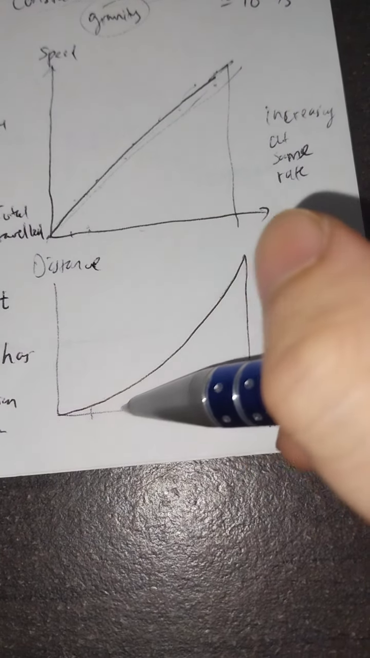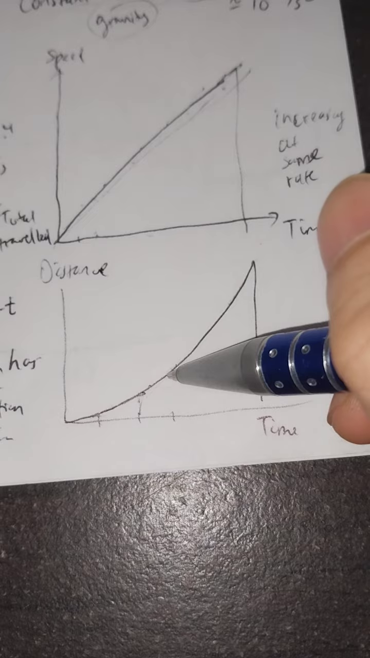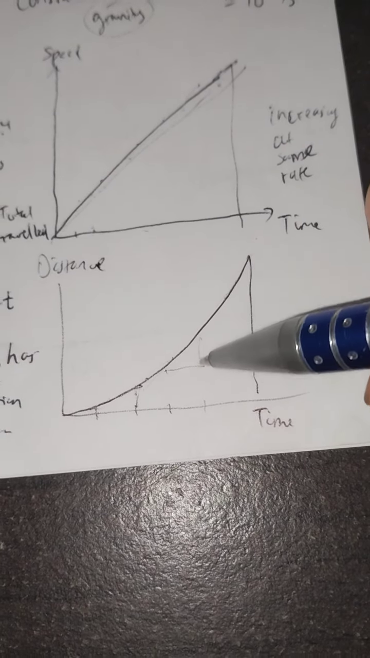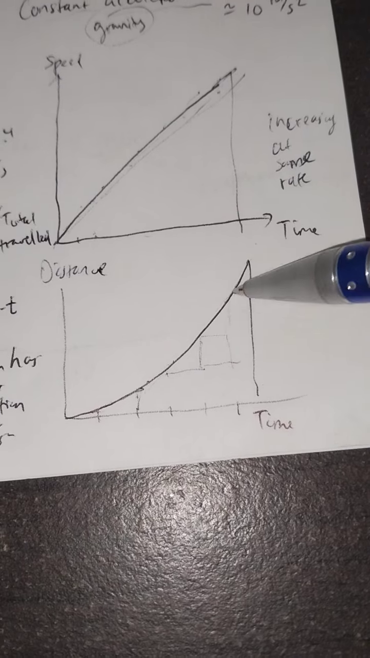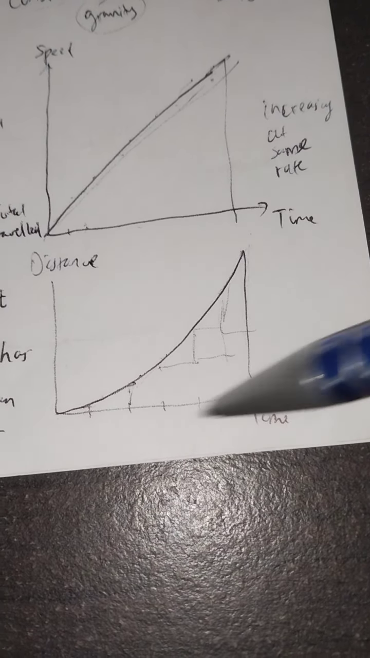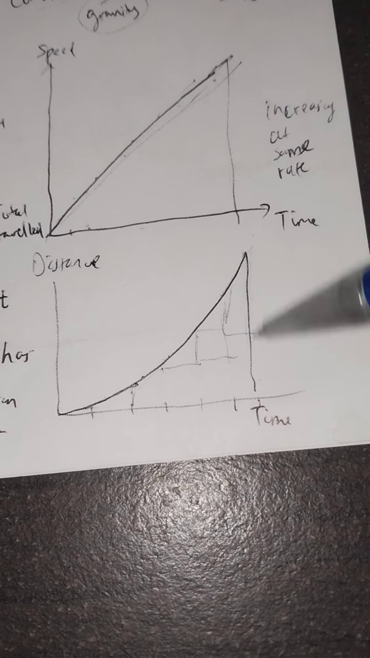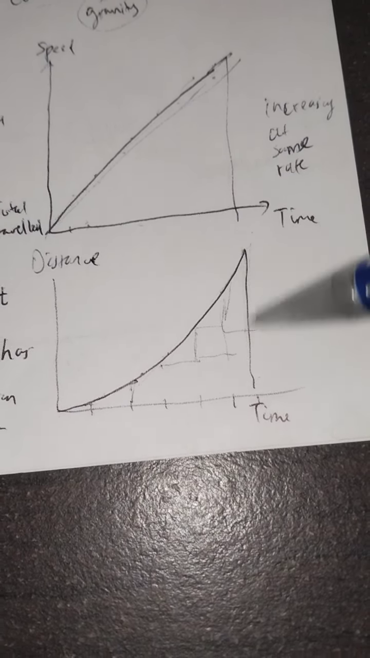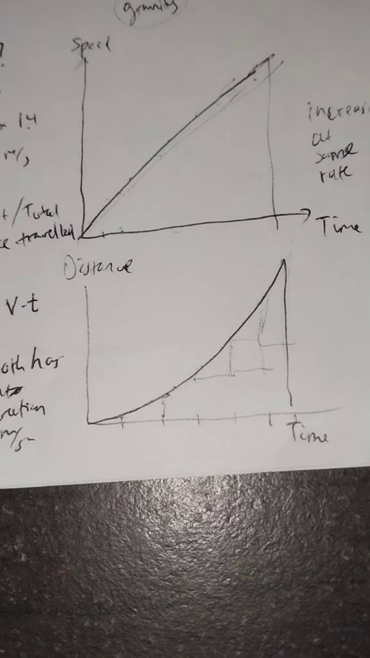For example, from here to here, the distance just goes up like this. From here to here, it already goes up like this. From here, the increase is like this. Here, the increase is like this. And here, the increase is like this. So after a certain amount of time, the distance added will be so much, because the speed is really high already. Make sense?